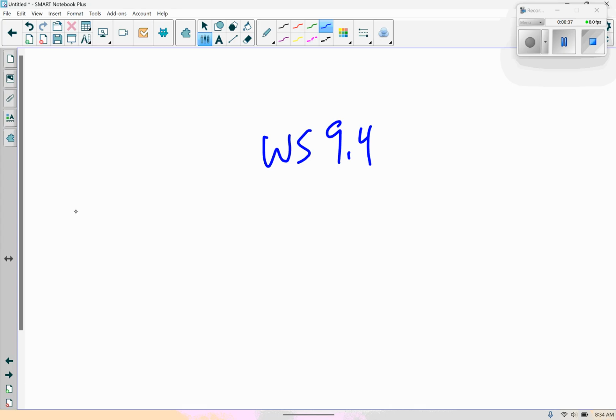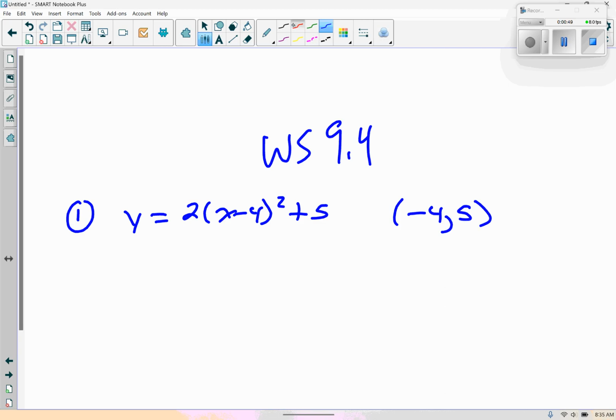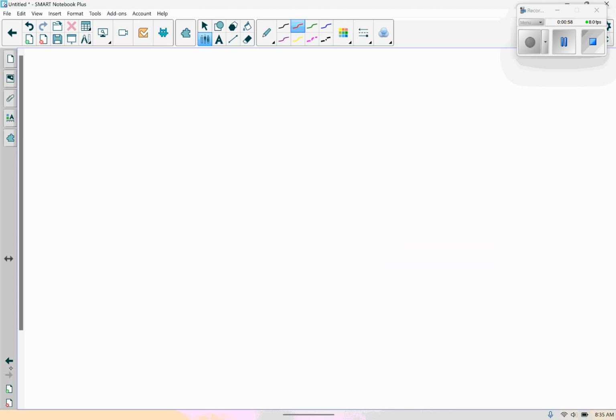So on 9.4, problem number 1 says, George says the vertex of this particular problem is -4, 5, and is he right? Well, when you take it out of parentheses, this should have been a positive. So that's where he made the mistake. All right, problem number 2 is y equals x plus 3 quantity squared minus 6.